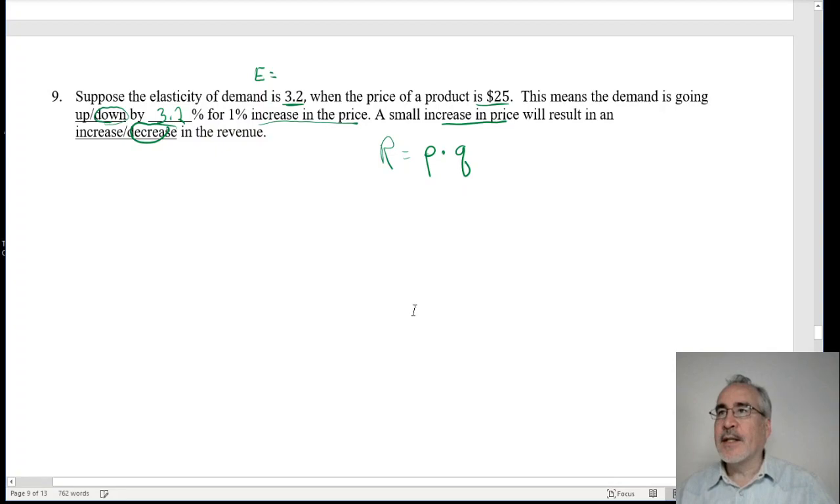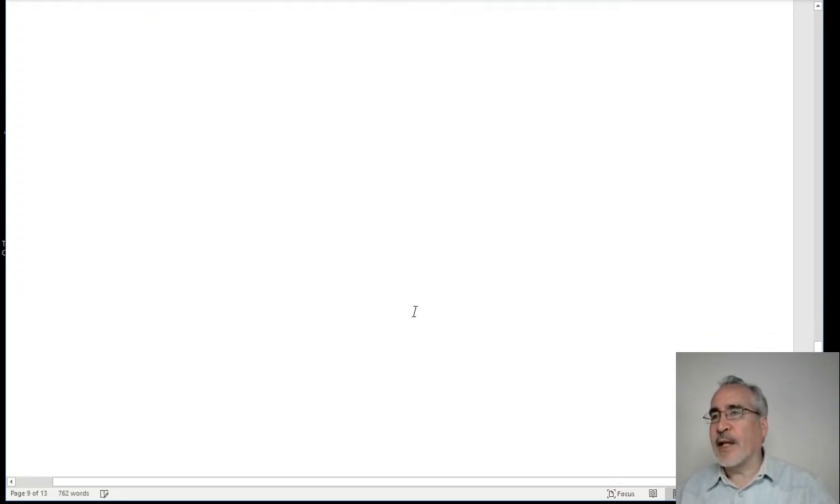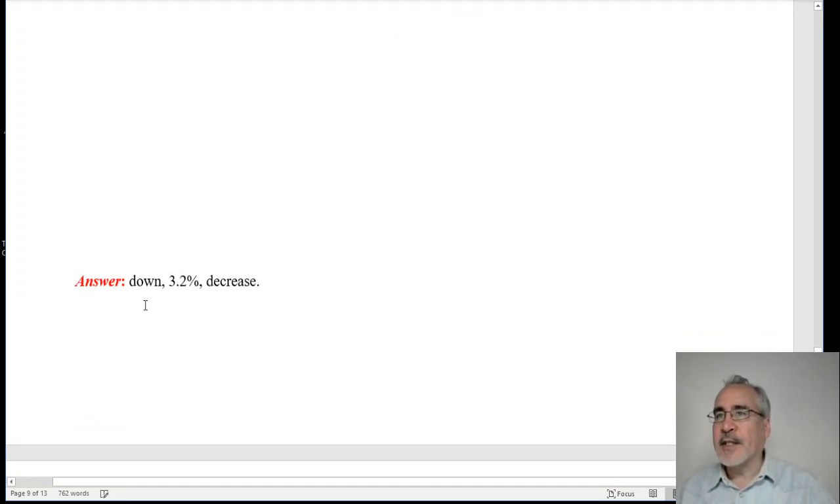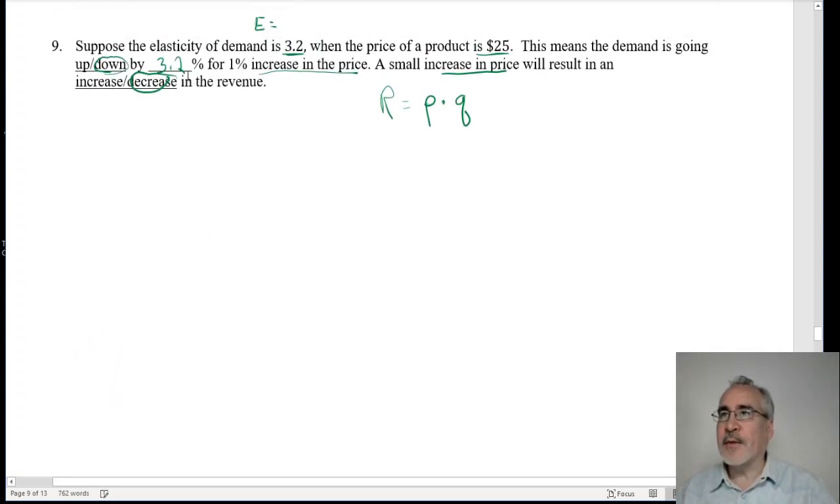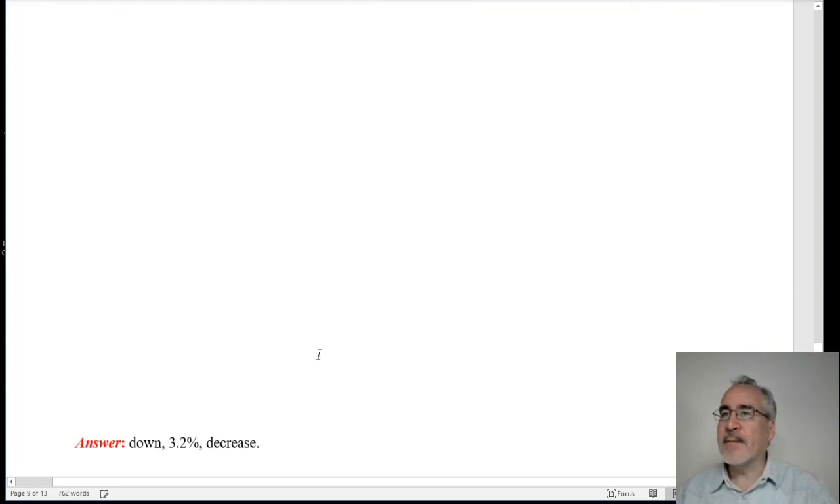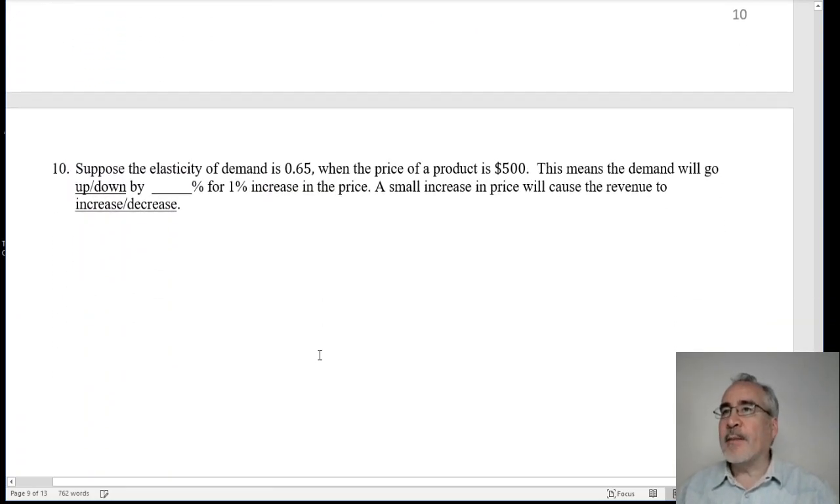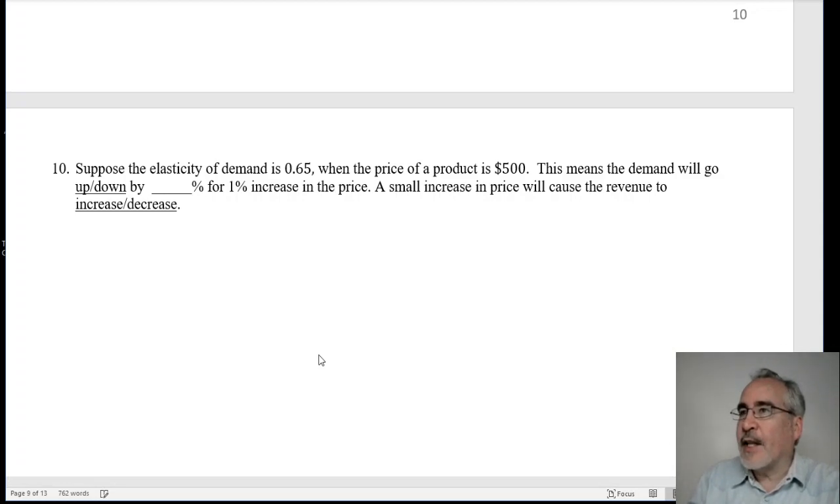Okay. And again, I gave myself a lot of space here. It's going to go down by 3.2%, and revenue is going to decrease. So the answers: down 3.2 and decrease. Okay. We'll apply these same concepts to this question. Again, same type of deal.